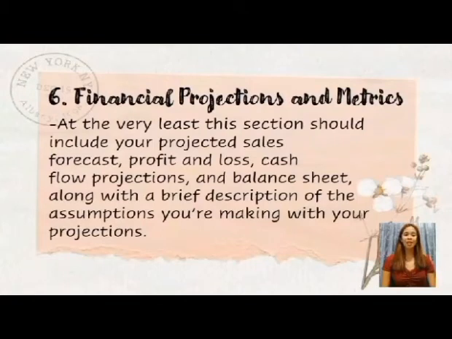So the sixth one is the financial projections and metrics. At the very least, this section should include your projected sales forecast, profit and loss, cash flow projections, and balance sheet, along with a brief description of the assumptions you're making with your projections.